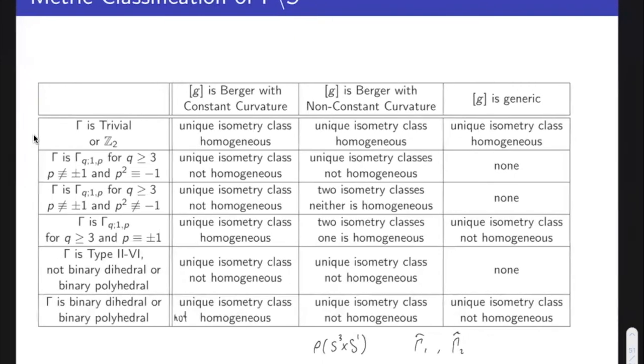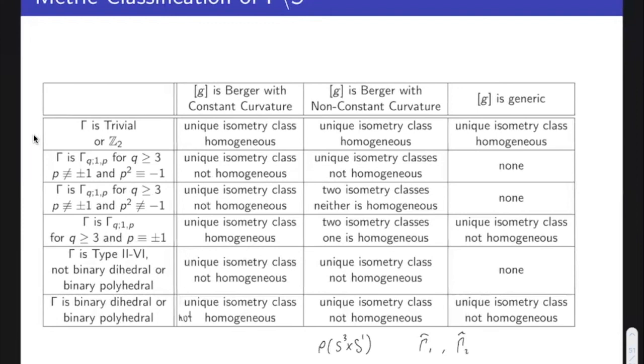So essentially, you're labeling the spaces by the isomorphism class of gamma, right? But then the embedding of gamma into the isometry group changes the quotient, of course. So that's what is happening here. It's a different embedding of gamma inside the isometry group. Okay. But what's interesting is if you consider this under constant curvature spaces, then you only have one class.